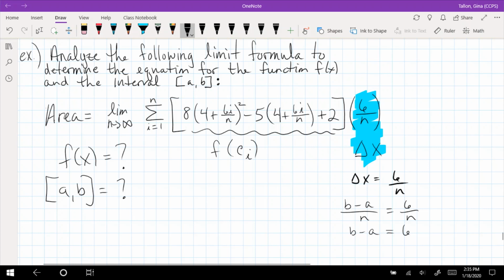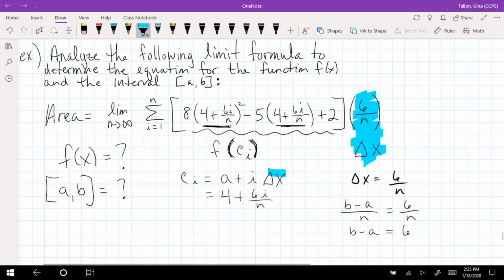Let's take a peek here at my c sub i. Can you tell what got shoved into this function up here? Can you tell what this c sub i value is supposed to be represented by? What's the expression for c sub i? I'm hoping that you can. It's this thing in parentheses and this thing in parentheses. It's consistent. So c sub i is supposed to be like a plus i delta x. And according to the formula up there, it's 4 plus 6i over n, which should make pretty good sense here if you think about it.